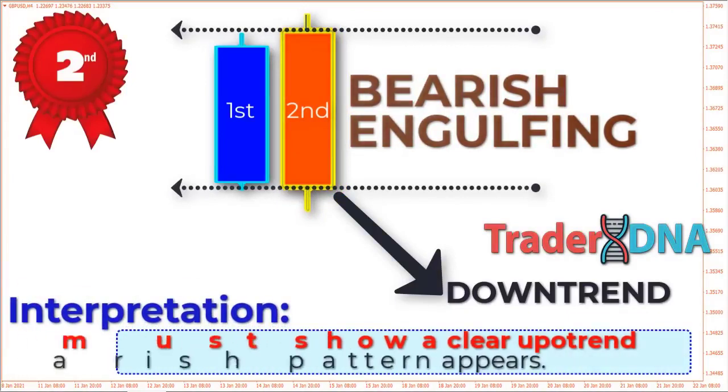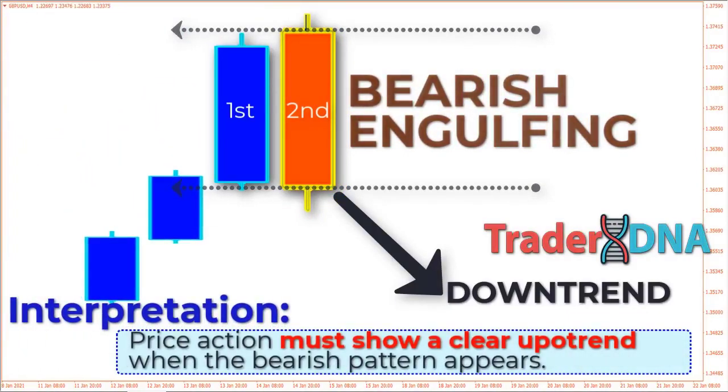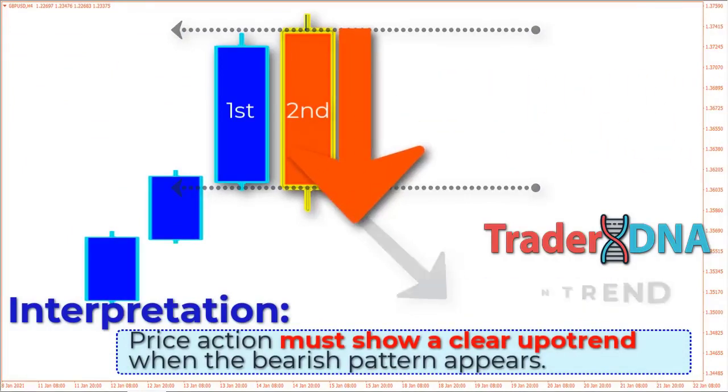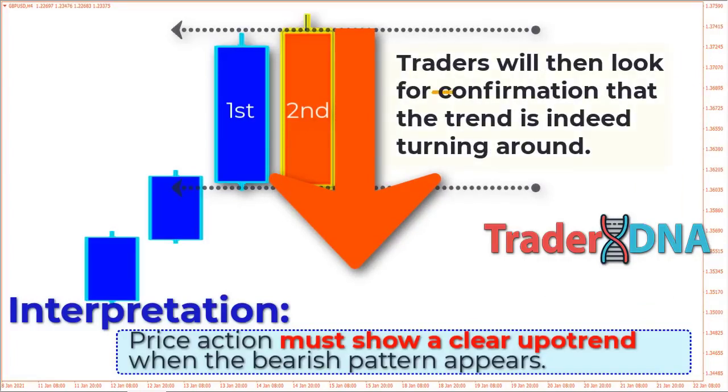Interpretation. Price action must show a clear uptrend when the bearish pattern appears. The large bearish candle shows that sellers are piling into the market aggressively, and this provides the initial bias for further downward momentum. Traders will then look for confirmation that the trend is indeed turning around by making use of indicators, levels of support and resistance, and subsequent price action that occurs after the engulfing pattern.